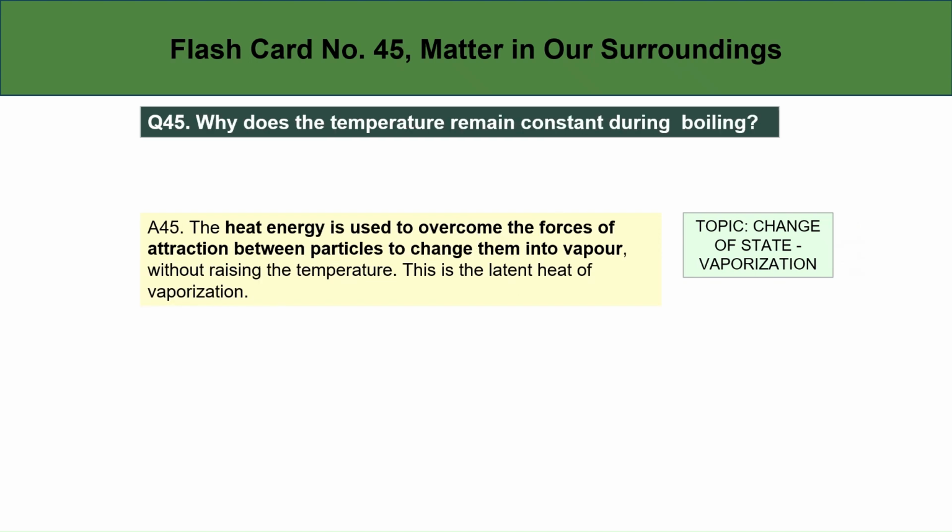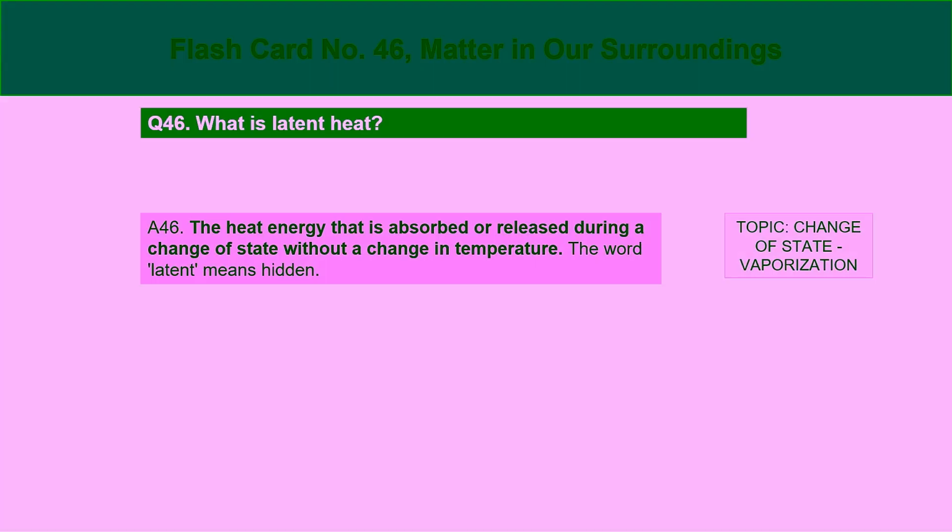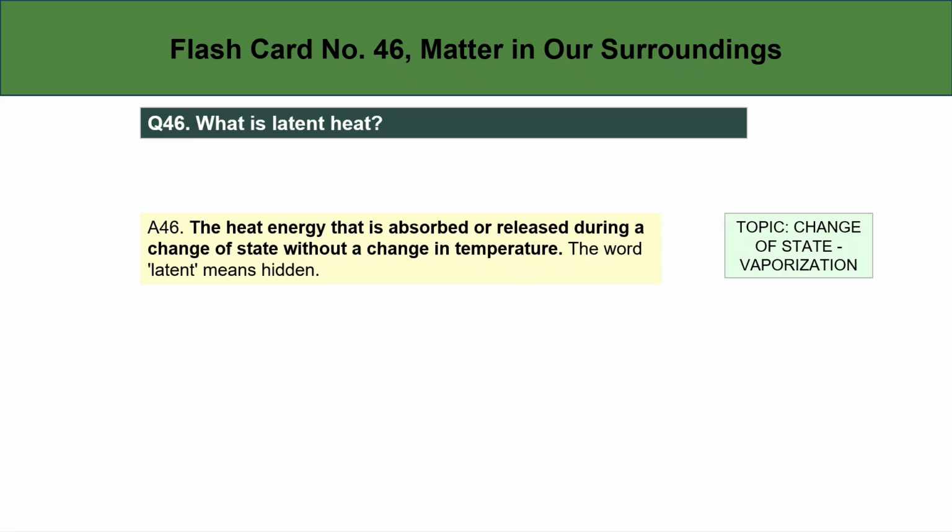Next. Why does the temperature remain constant during boiling? The heat energy is used to overcome the forces of attraction between the particles to change them into vapor without raising the temperature. This is the latent heat of vaporization. Next. What is latent heat? The heat energy that is absorbed or released during a change of state without a change in temperature. The word latent means hidden.